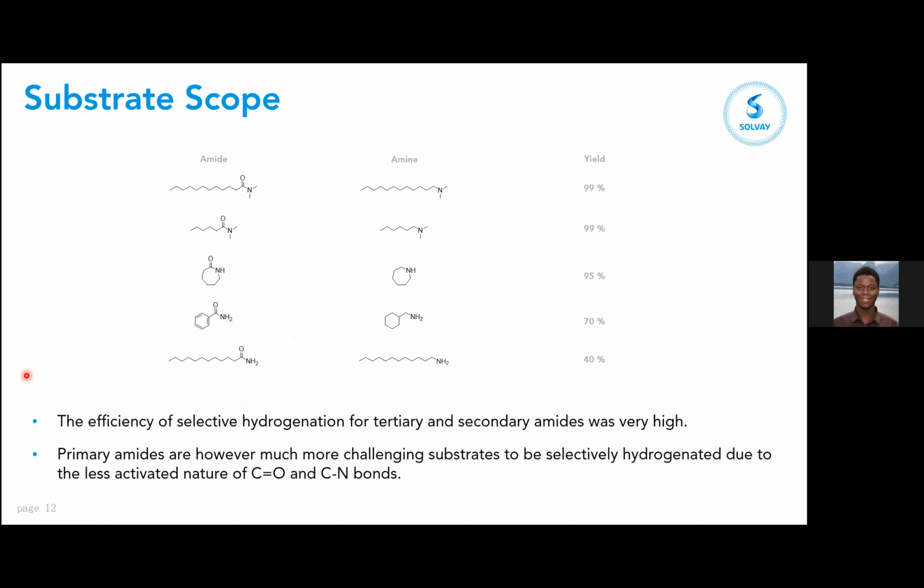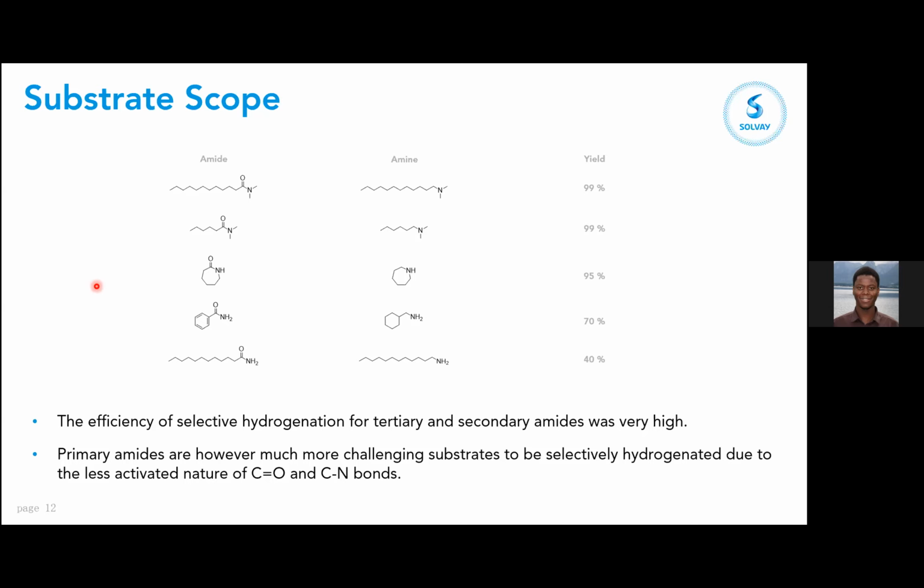And last but not least, we conducted a representative substrate scope just to show the feasibility or the activity of the catalyst on different types of amides. When we change the length of the aliphatic amide to a shorter chain, there was no significant difference in the activity. So as long as the amide remains a tertiary, the overall yield or the maximum yield which can be obtained remains rather high, more than 95% in this case.